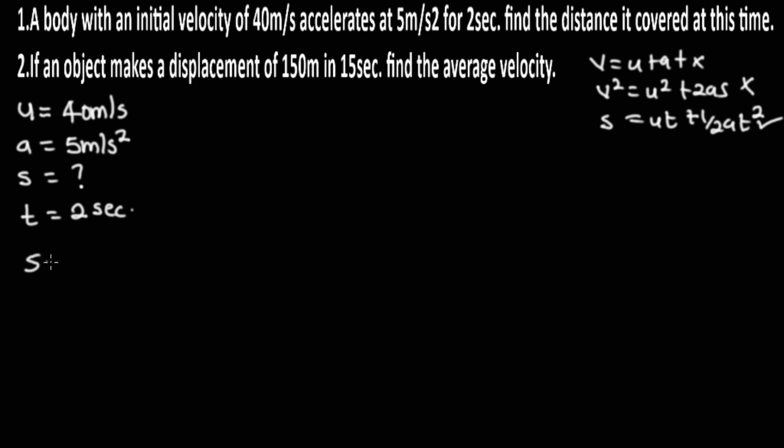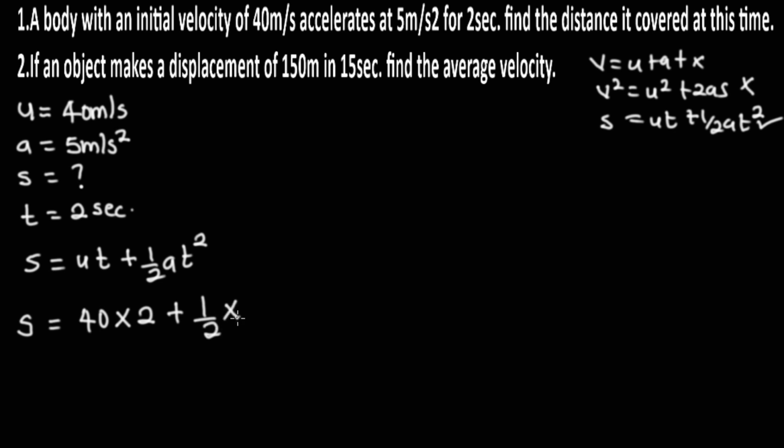So we say s is equals to ut plus half at square. So we're looking for s. So s equals to u is what, 40, multiply the time is what, 2, plus half times acceleration is given as 5 meter.